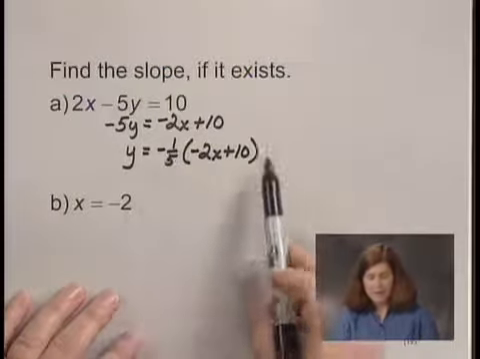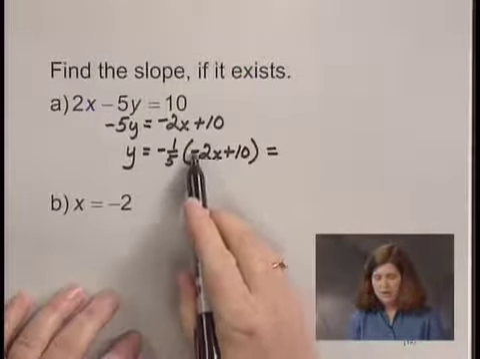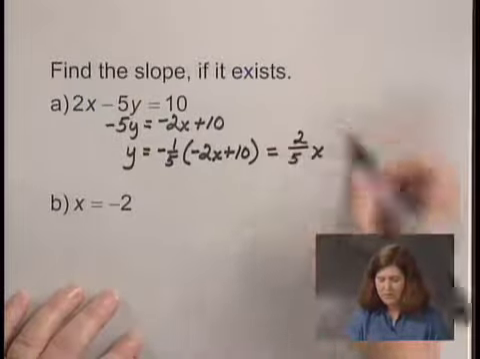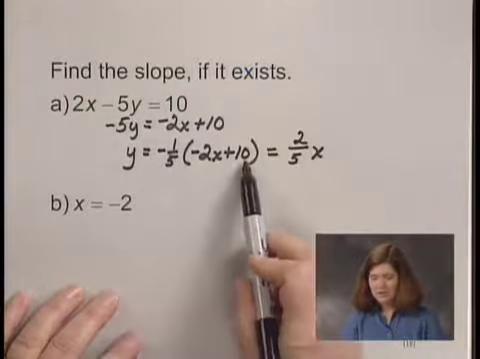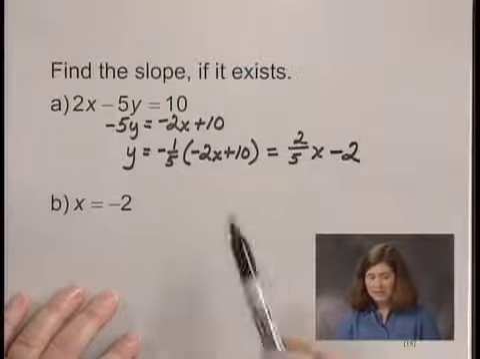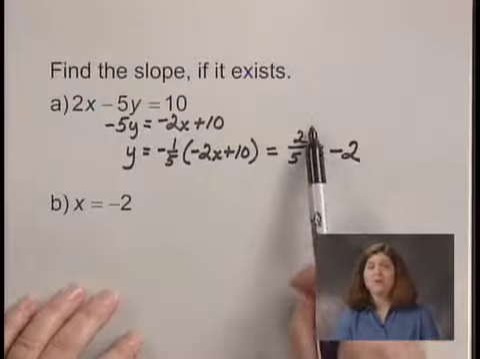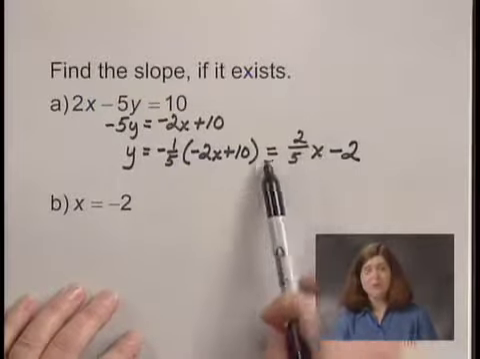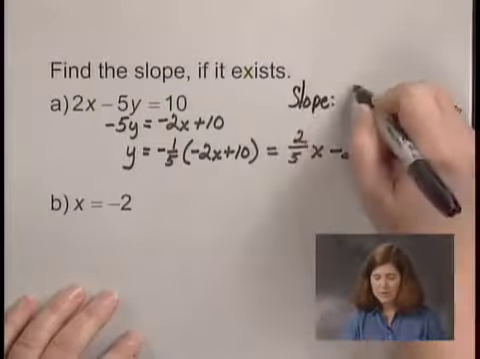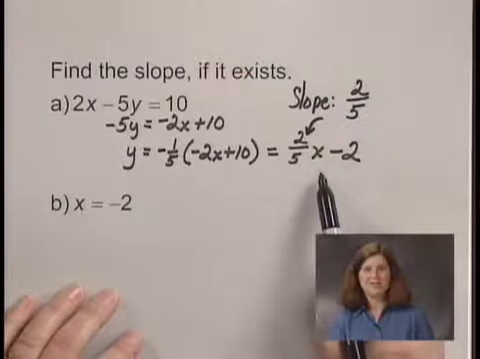Now, carrying out the multiplication, we have negative 1/5 times negative 2x will give us 2/5 x. Negative 1/5 times 10 would be negative 2, so we have minus 2. Now, this is in the form y equals mx plus b, so the slope is the coefficient of the x term, the number that's multiplied by x. So the slope of this equation is 2/5. And that was simply read from the equation once I'd solved for y.